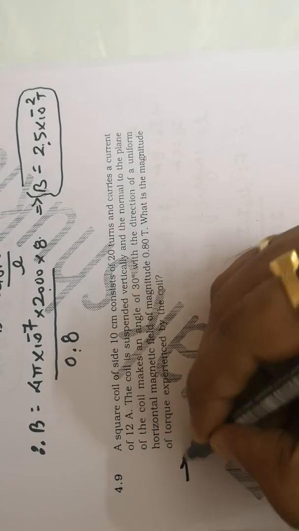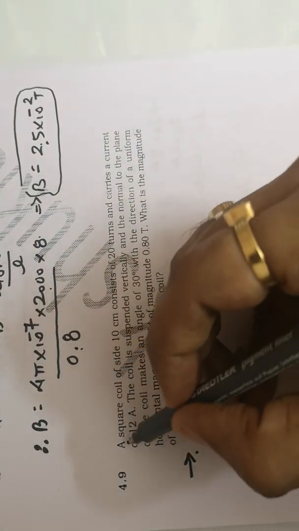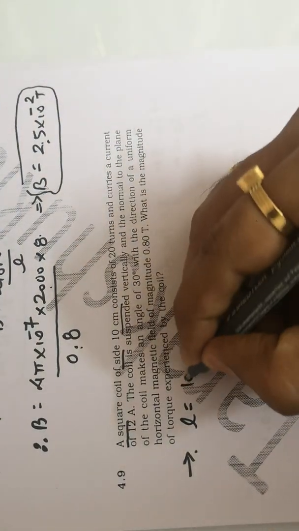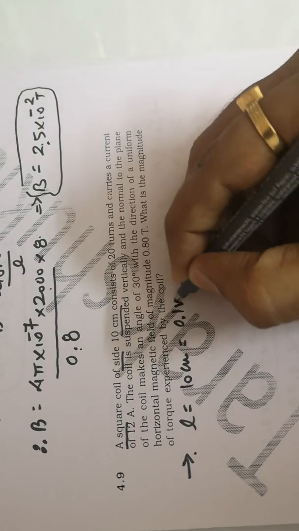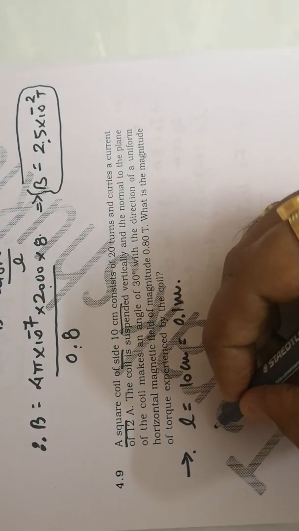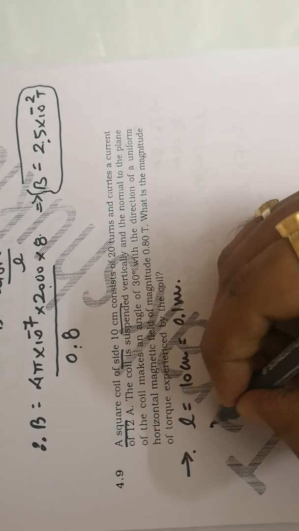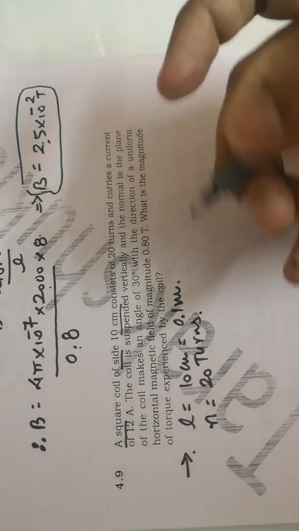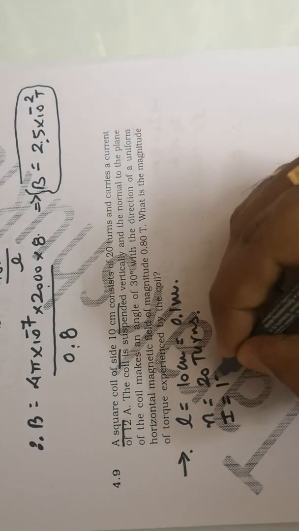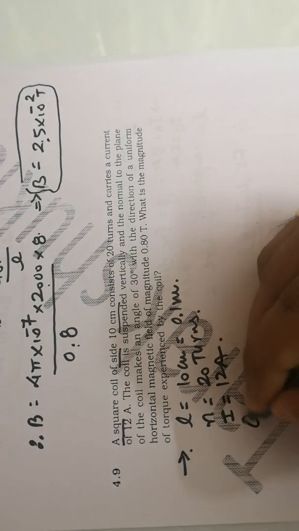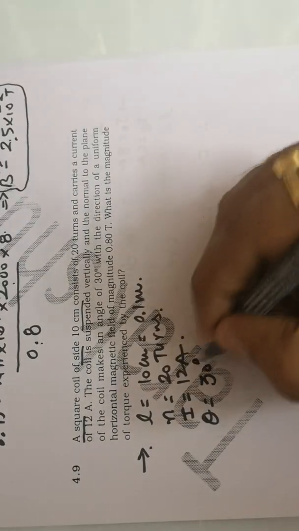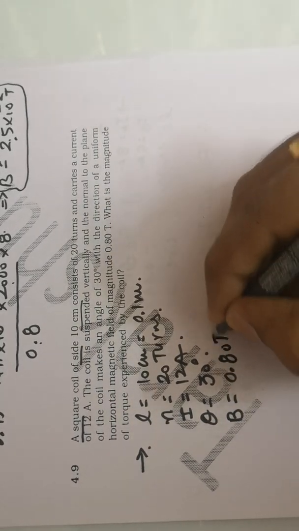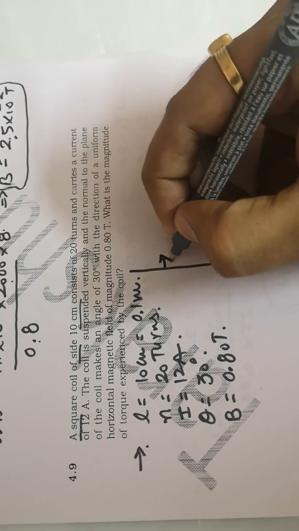Next one is our 4.9. You have been given a square of side length 10 centimeter, that is 0.1 meter. It has only the number of turns, that is 20 turns. Then you have a current I equal to 12 amperes, and the field makes an angle of 30 degrees. The magnetic field is given to you, B is equal to 0.80 teslas. So these are the primitive data available to you.